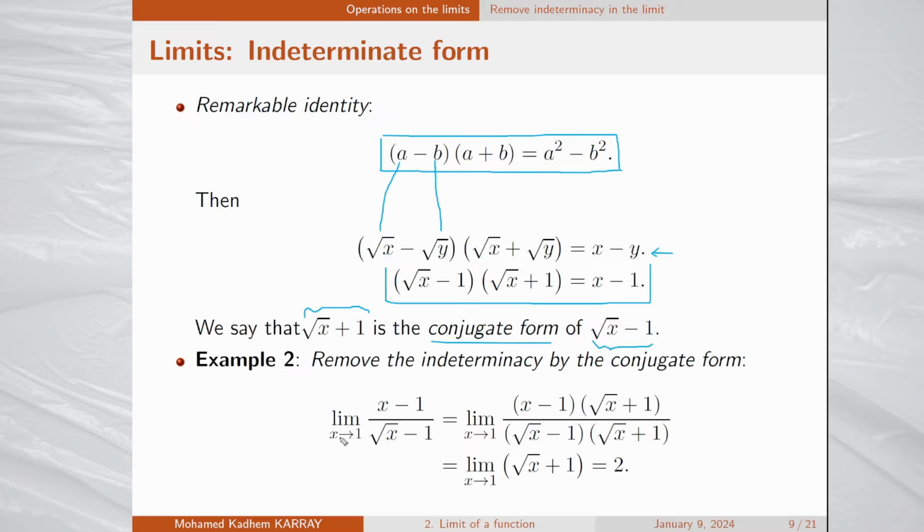Here is an example. If we try to calculate the limit as x approaches 1 of x minus 1 divided by square root of x minus 1, we see here in the numerator that we get as limit 0, but also in the denominator the limit is 0, so it is an indeterminate form. But if we multiply both sides by square root of x plus 1, which is the conjugate form of this term here, we get that the numerator and the denominator comprise the term x minus 1, and we can simplify by this term. So the remaining term, which is square root of x plus 1, gives the limit, which is 2.